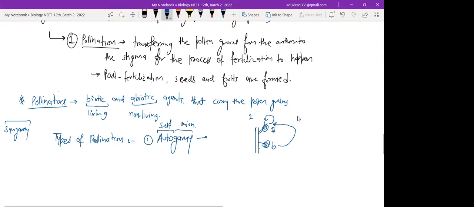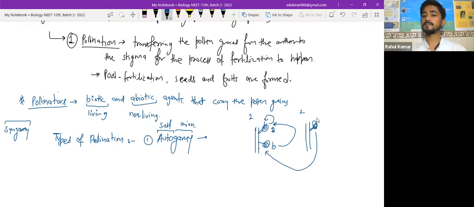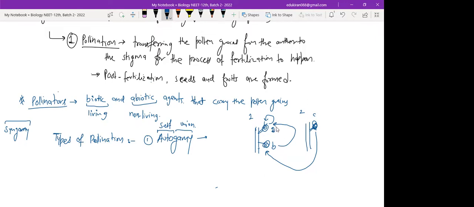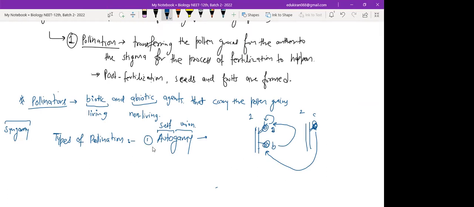The third scenario is where there is a different plant and it has a different flower, plant number 2, and then this anther fertilizes this flower. So between two different flowers and also between two different plants, correct? There are these three scenarios, A, B, and C. Is it clear to both of you, the scenarios? Yes, sir.